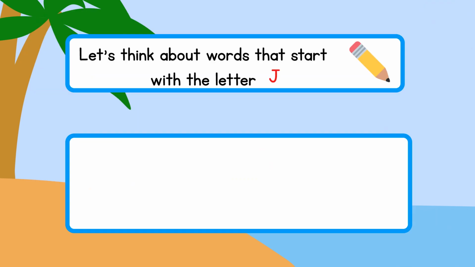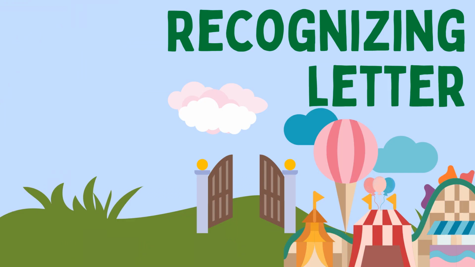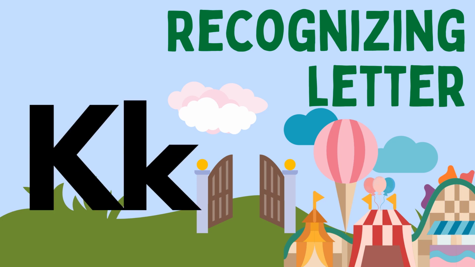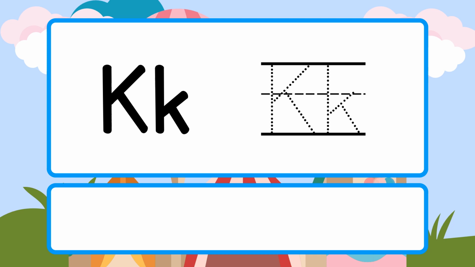Let's think about words that start with the letter J or J sound. J. For example, joker, jackal, juggle. Recognizing letter K. This is capital or big letter K and the small letter K.